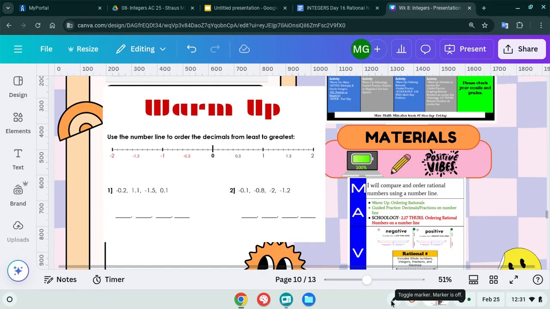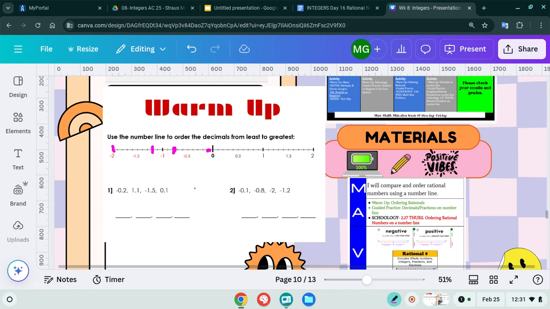And then let's look at the second one. Again, we're going from least to greatest, so we want to make sure that we can label this. So we have negative 1 and 1/10 right there, negative 8/10, so that's a little bit before the negative 1. Then we have negative 2, which is over here, and negative 1 and 2/10.